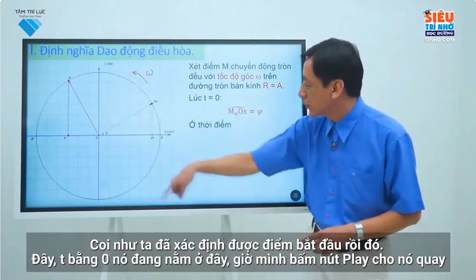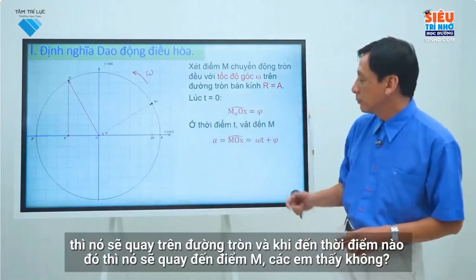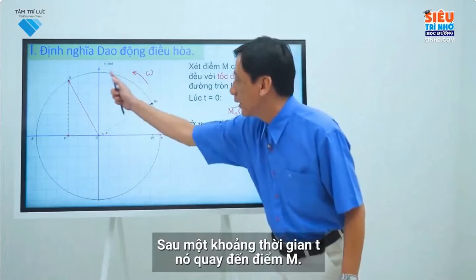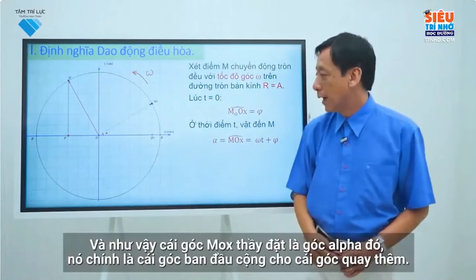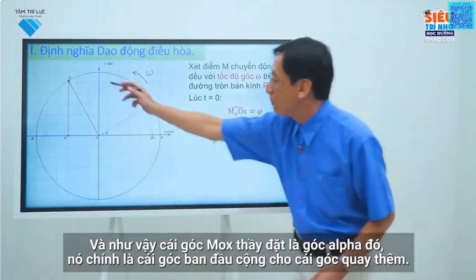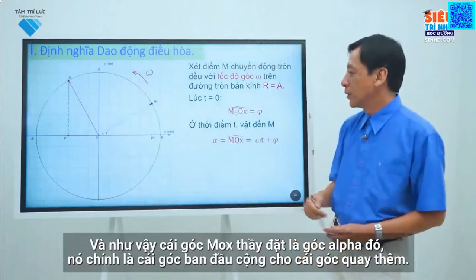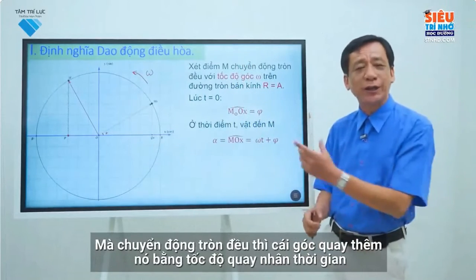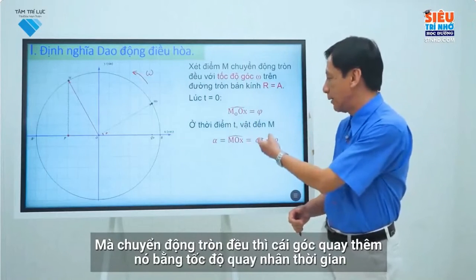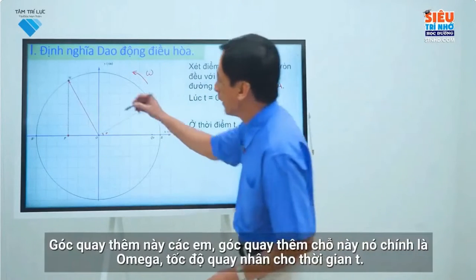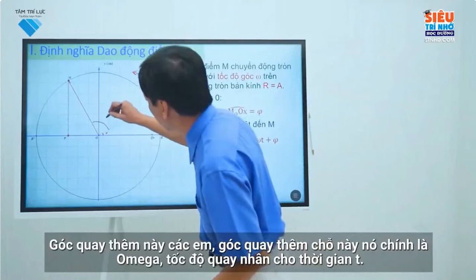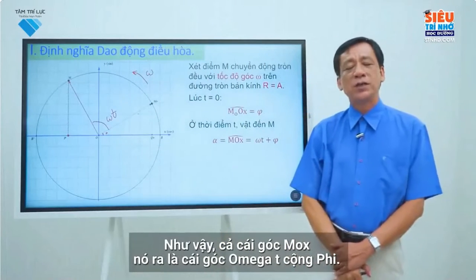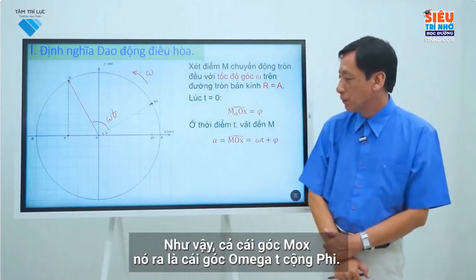Now we'll press the play button to make it rotate. It will rotate on the circle, and within a certain time, it will move to point M. You see? After a period of time t, it'll move to point M. And so this is the MOX angle. I'll set it as angle alpha, which is the original angle plus the additional angle of rotation. In a uniform circular motion, the additional rotation angle is equal to angular speed multiplied by the time. The additional rotation angle here is omega, the rotational speed, multiplied by the time t. Thus, the entire MOX angle is the angle omega t plus phi.